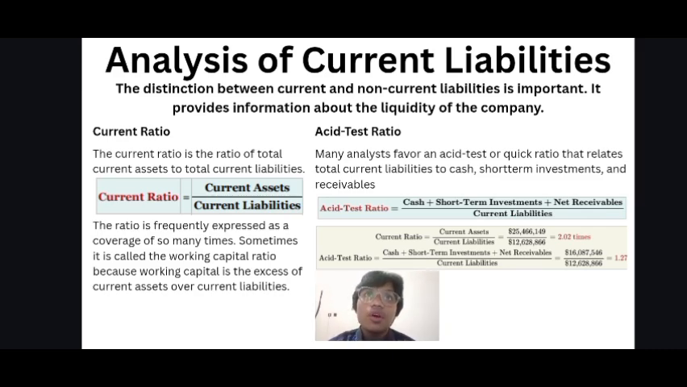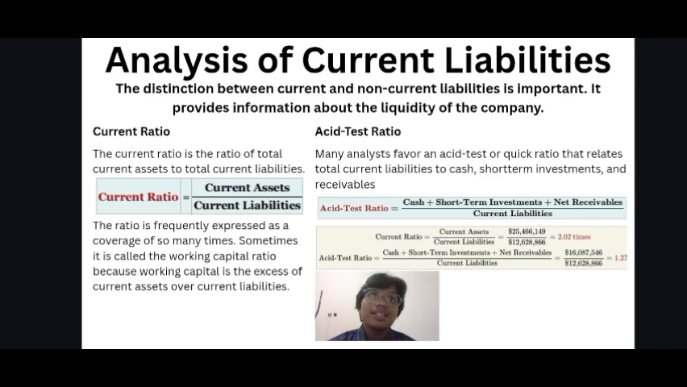So the current ratio is equal to current assets divided by current liabilities. The ratio is frequently expressed as a coverage of so many times. Sometimes it's called the working capital ratio because working capital is the excess of current assets over current liabilities.